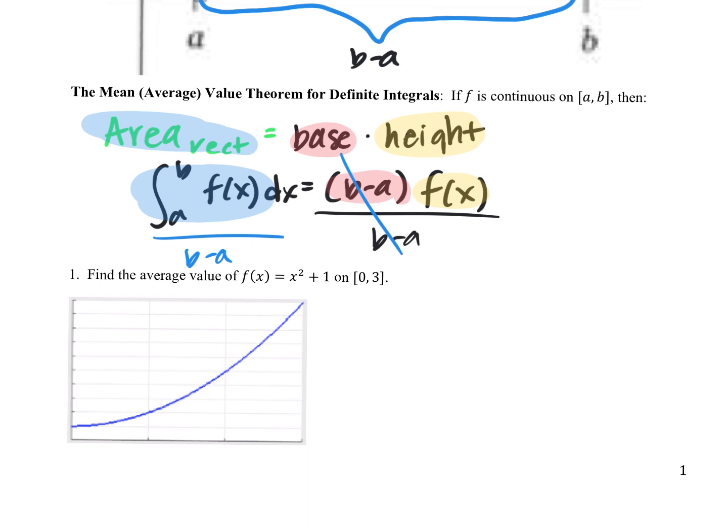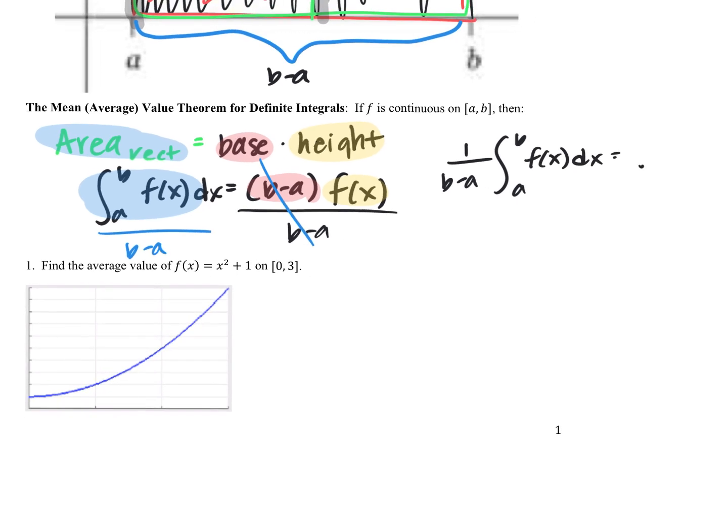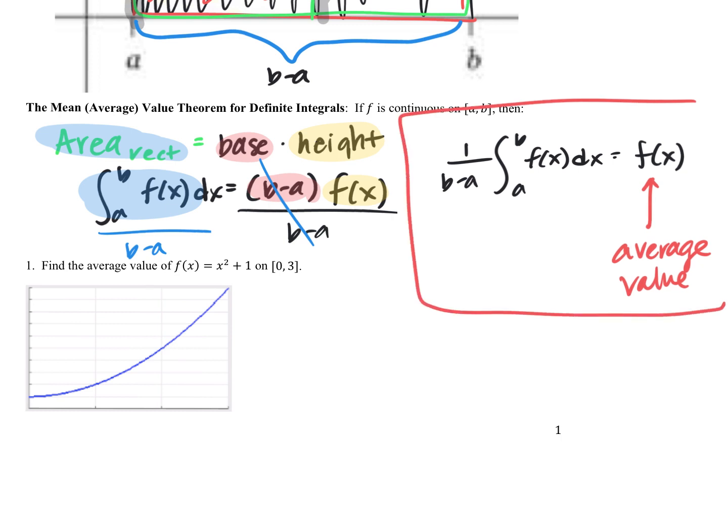Dividing by b minus a, think about what we just did with differential equations. Instead of writing it all over b minus a, could I bring it out front as 1 over b minus a? Yes. So 1 over b minus a times the integral of my function is going to get me my f of x, and this f of x is just referring to the average value of my function. This is what we want to take away.